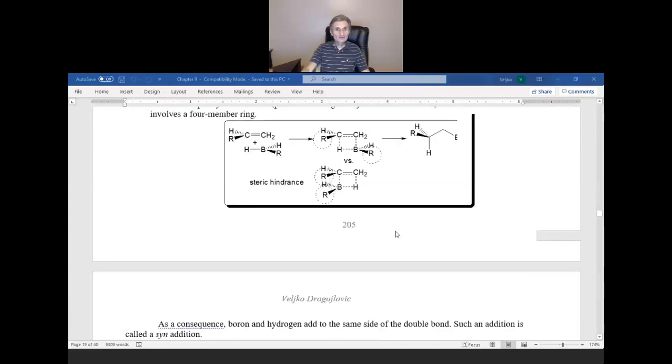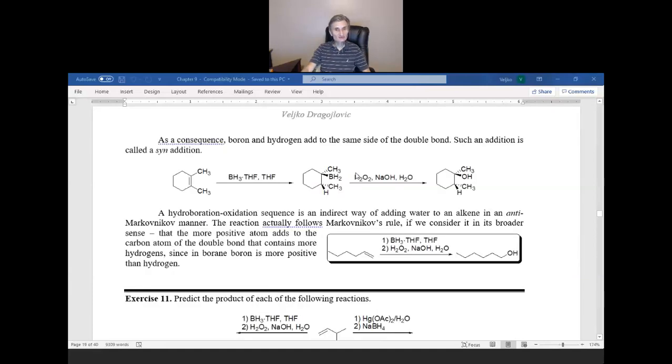Now, you can see that boron and hydrogen add to the same side of the double bond. Addition from the same side of a double bond is called syn addition. Syn addition, that means same side. It's addition from the same side. And so that means H and OH at the end, after everything is done, end up on the same side. This is a cyclic compound. They end up on the same side of the ring. And so that means that syn addition in cyclic molecules results in a cis product.